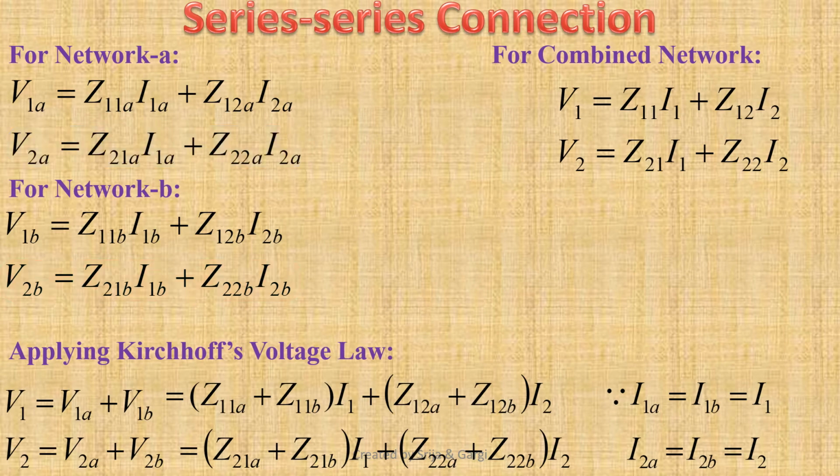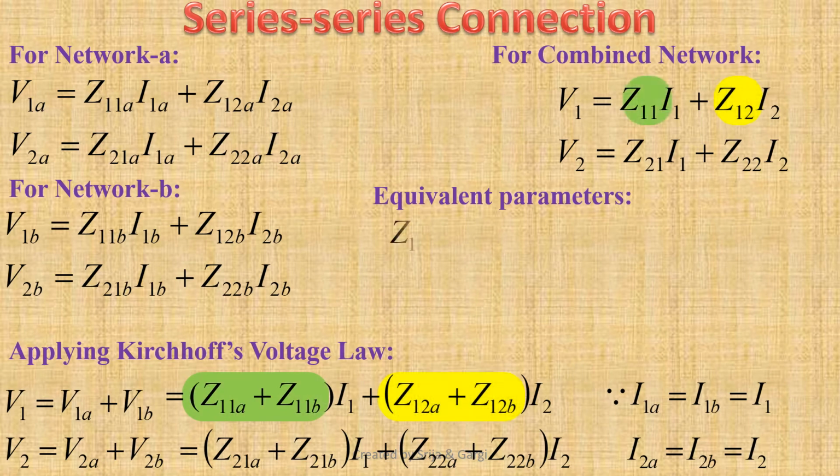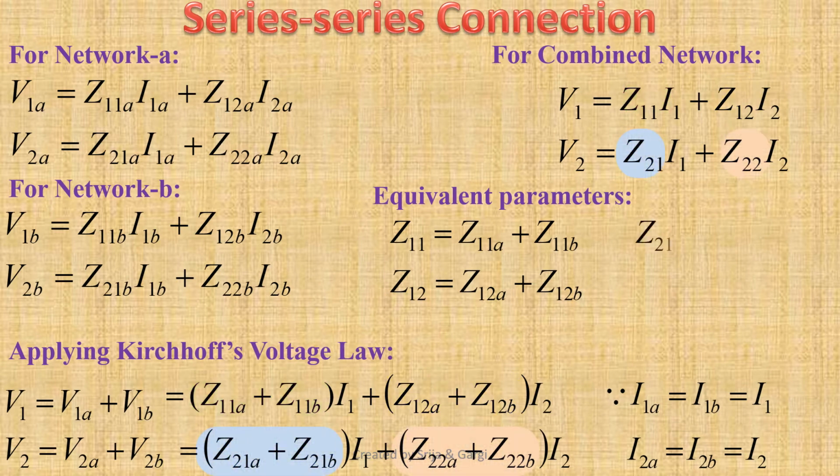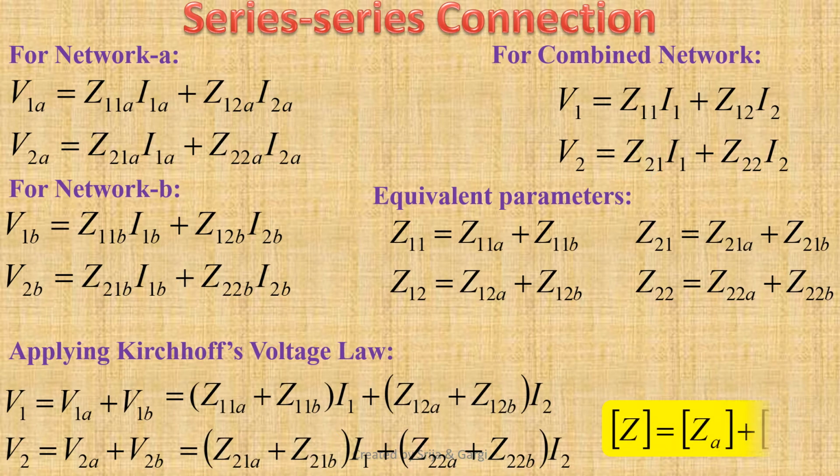Comparing the expressions of V1, we get Z11 equals Z11A plus Z11B and Z12 equals Z12A plus Z12B. Comparing the expressions of V2, we get Z21 equals Z21A plus Z21B and Z22 equals Z22A plus Z22B. Therefore, we can write the matrix of Z equals the matrix of ZA plus the matrix of ZB.